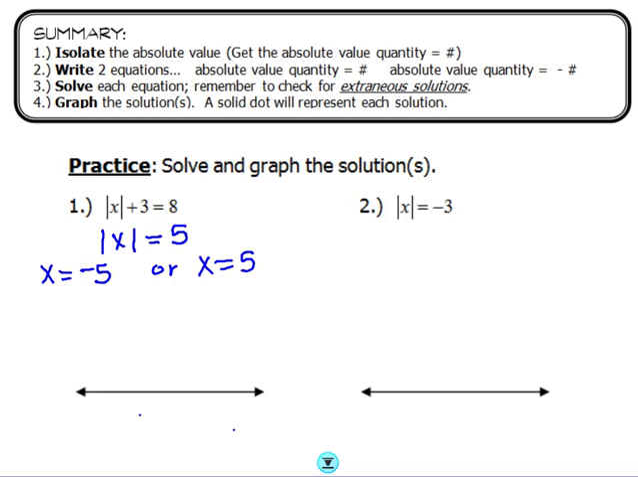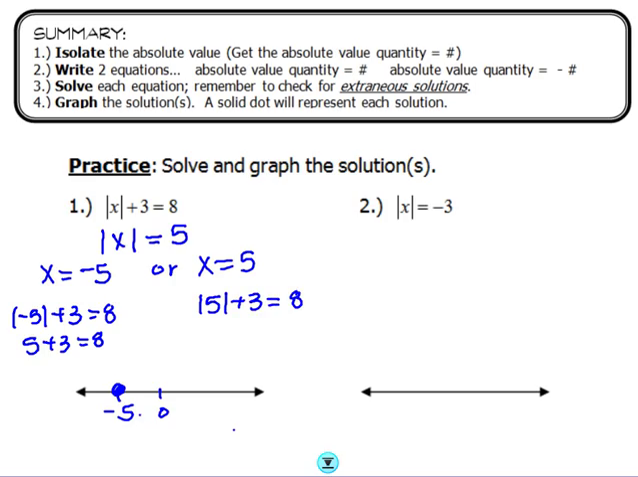Alright, always go back to the original equation when you plug in to check your solutions. So the absolute value of negative 5 plus 3 is equal to 8. Well, the absolute value of negative 5 is 5. 5 plus 3 equals 8. That's true, so let's graph negative 5. It makes our equation true. Alright, check the positive 5. The absolute value of 5 plus 3 equals 8. Well, the absolute value of 5 is 5, plus 3, and that equals 8. Also true, so there's my second solution. So the set negative 5, 5 are the solutions, or the zeros, of this absolute value equation.